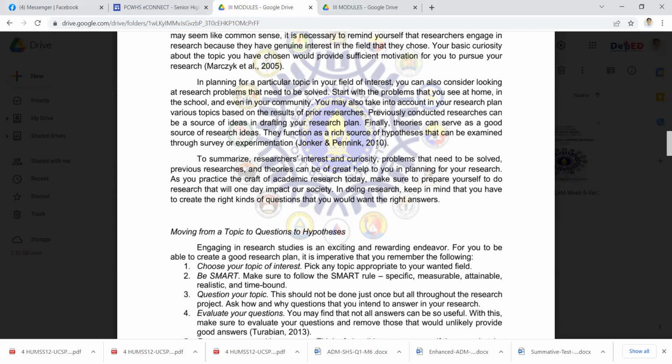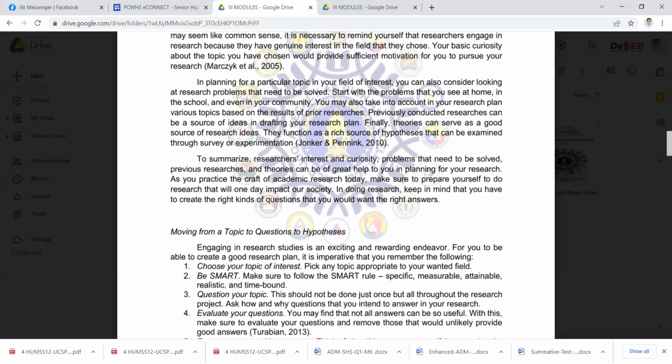Second, be smart. Make sure to follow the SMART rule: specific, measurable, attainable, realistic, and time-bounded. In research, this is very important because you will not be a successful researcher if you are unable to provide a perfect plan with the use of SMART.